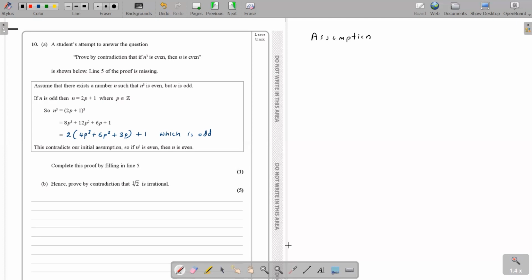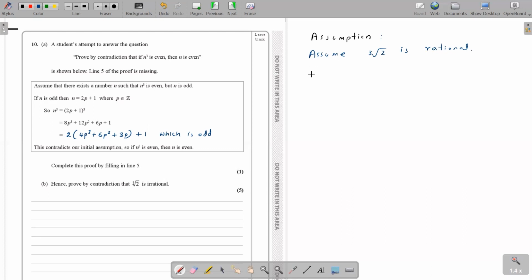The first thing is we need to assume that, in here, we need to take the negative of the statement. So we are going to assume that cube root 2 is actually what? Rational. Assume cube root 2 is rational. So then if it's a rational number, then what does it mean? A rational number means we can write it as a fraction, right?